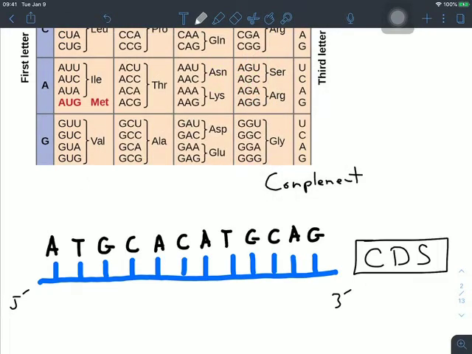This means that we're looking at T pairing with A, A pairing with T, C pairing with G, G pairing with C, T pairing with A, G with a C, T with an A, A with a T, C with a G, G with a C, T with an A, C with a G. Voila! You've complemented your first strand of DNA.